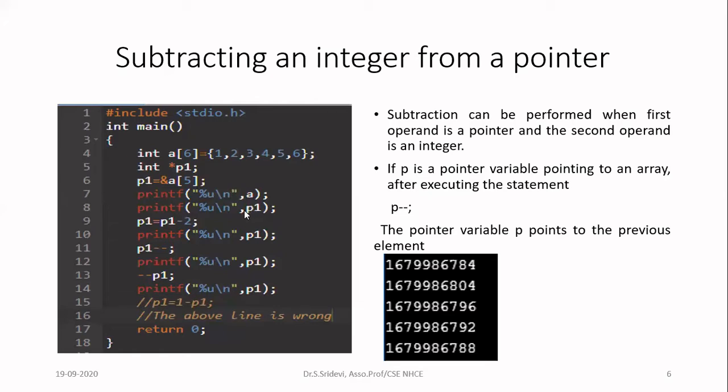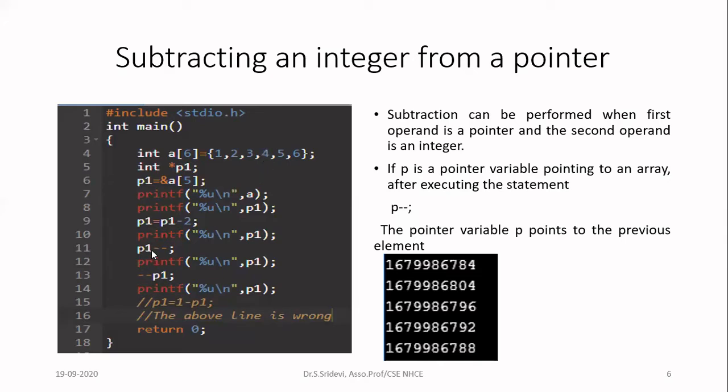Then I am writing P1 is equal to P1 minus 2. Currently P1 is pointing to 6. If you write P1 minus 1, it will point to 5. If it is minus 2, it will point to 4. So after executing statement number 9, P1 will be pointing to 4, right? Then, when you print P1, you will get the address of 4.